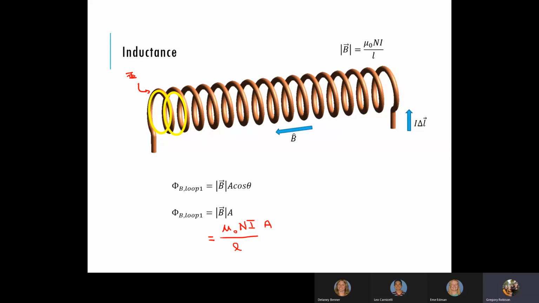Which is where my animations catch up with what I'm actually saying verbally. So if I want the flux through the entire solenoid, let me just take the flux through one loop and multiply by my number of loops.